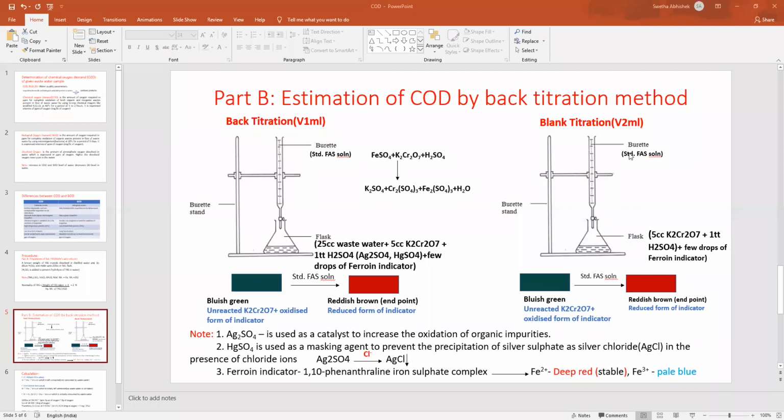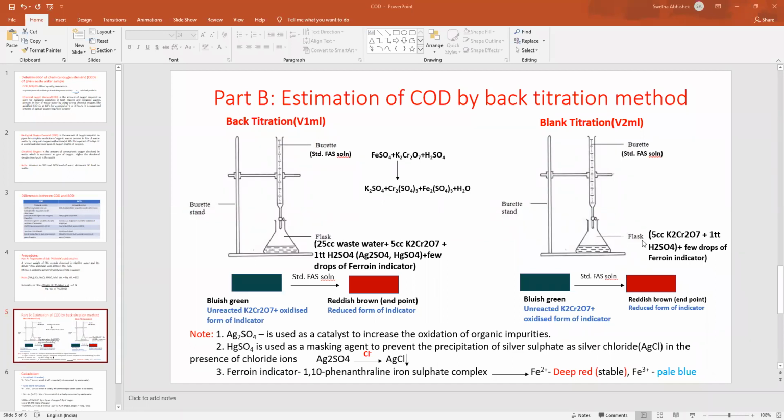Similarly, a blank titration is performed. Just take the same standard FAS solution in the burette. Then what should be taken in the conical flask? Blank titration means the titration which is performed without taking the test sample. So the only difference between back and blank titration is that in back titration you are taking the test solution, whereas in blank titration you are not taking the test solution. So which is the test solution in this case? Of course it is wastewater.